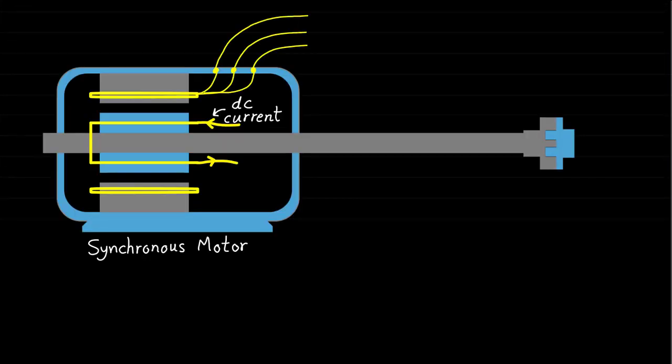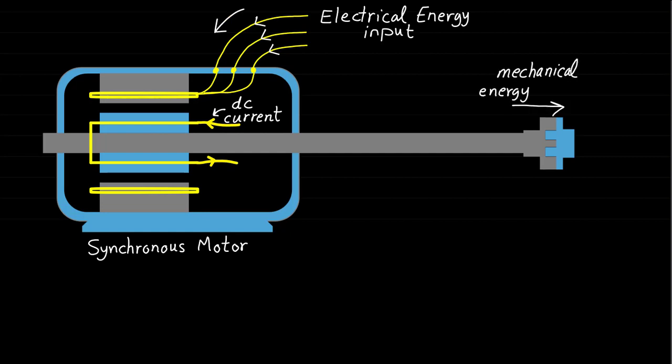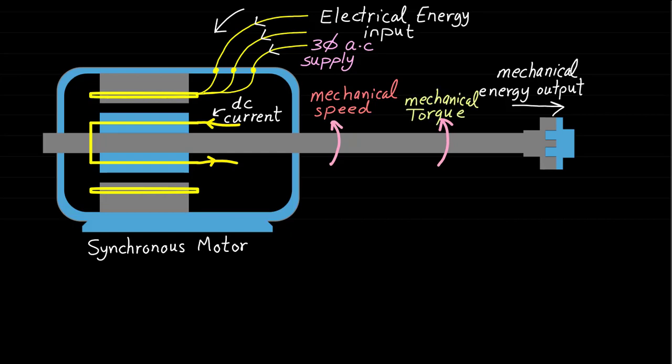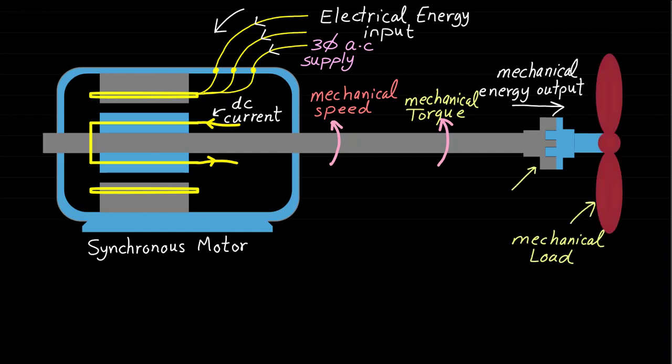Now let's talk about the synchronous motor. In case of a synchronous motor, it converts electrical energy input to mechanical energy output. The input electrical energy can be represented by a three-phase AC supply. The output mechanical energy can be represented by mechanical speed and mechanical torque supplied by the synchronous motor through the machine shaft to the mechanical load. The machine shaft is connected to the mechanical load by using a mechanical coupling.